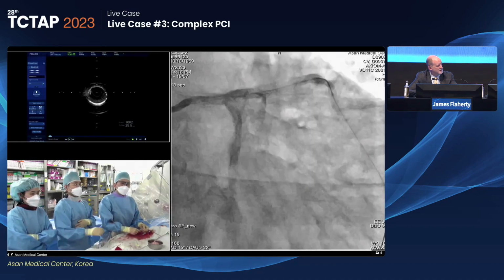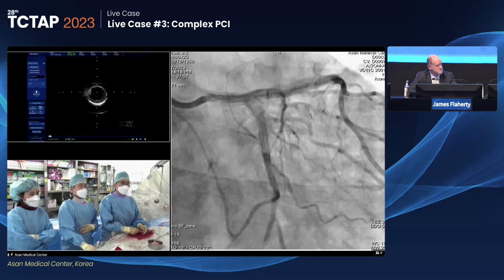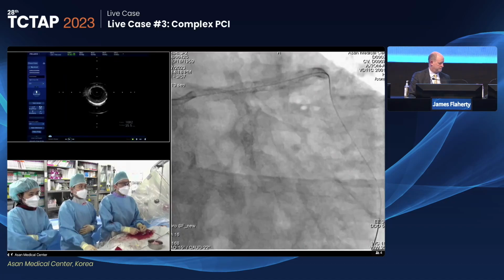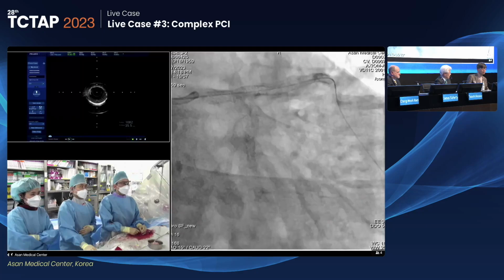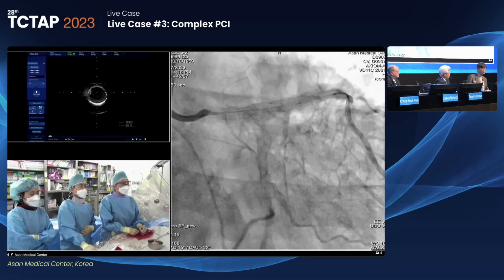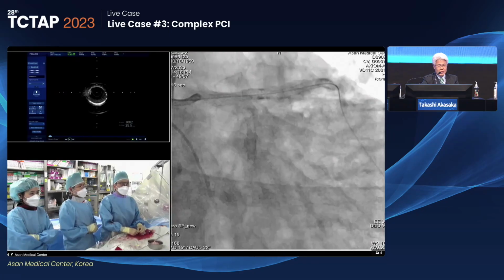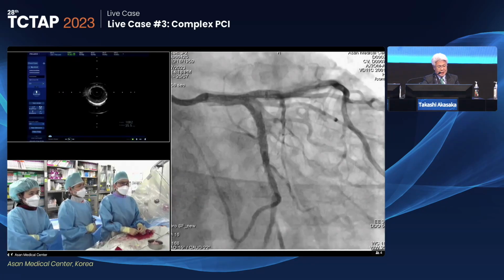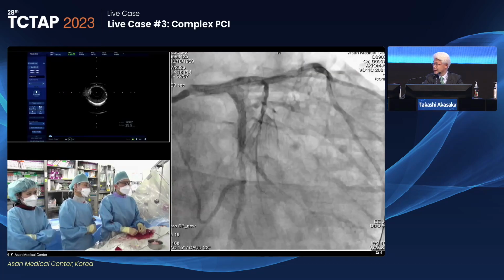Yeah. Any other comments? Yes. I think this is also very important. Dr. Hong said, right? With eccentric calcium, if we dilate very aggressively, there is some risk of perforation. Therefore, we pay attention to overly aggressive procedures, right? Yeah. Okay.